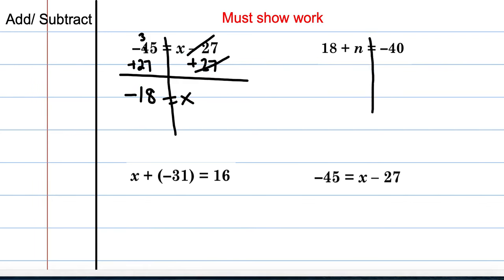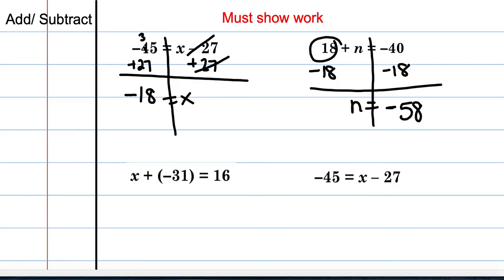So in this one, 18 has a positive sign out in front of it, so I would have to minus 18 on both sides. N is equal to two negatives together, means their signs are the same, so I must add them, and I would get a negative 58. Go ahead and try the next two. Stop the video now, come back, and see how you did.